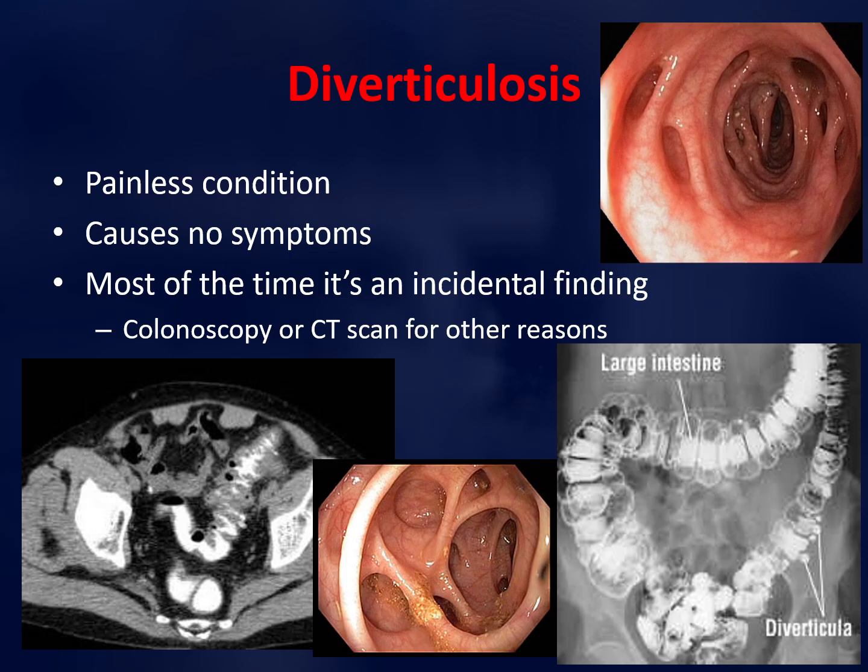So these are some ways in which we can find diverticulosis. Usually it's a painless condition. It causes no symptoms in the majority of cases, and most of the time it's an incidental finding. If we're doing a colonoscopy for another reason or a screening colonoscopy, we can find these diverticula, as you can see in the image. If we are doing a CT scan or any imaging for any other condition, we can find these diverticula throughout the colon.